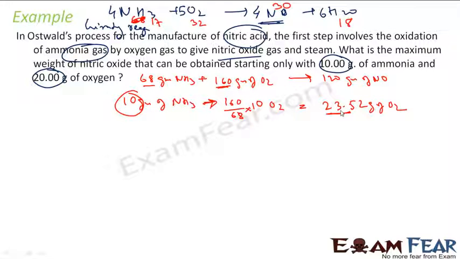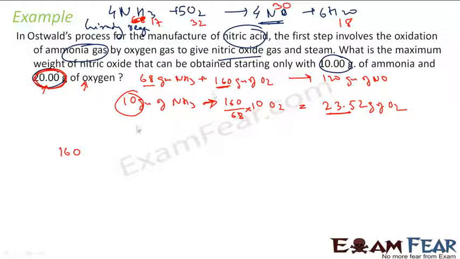But how much oxygen do I have? Only 20 grams. That means oxygen is the limiting reagent. Oxygen will get consumed first, right? So that means the quantity of NO, the nitric oxide, will depend on the oxygen. So let's take this equation now.